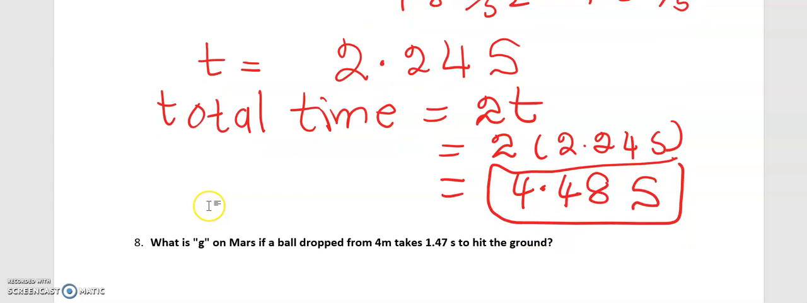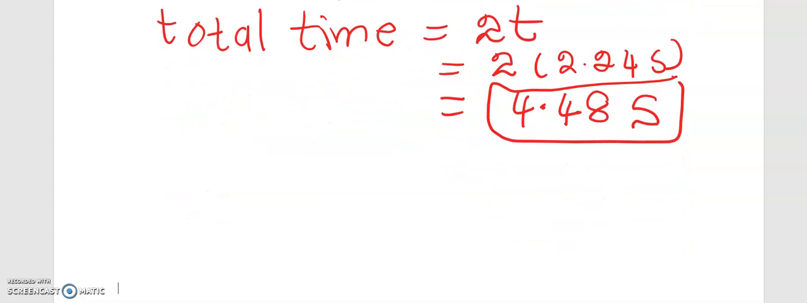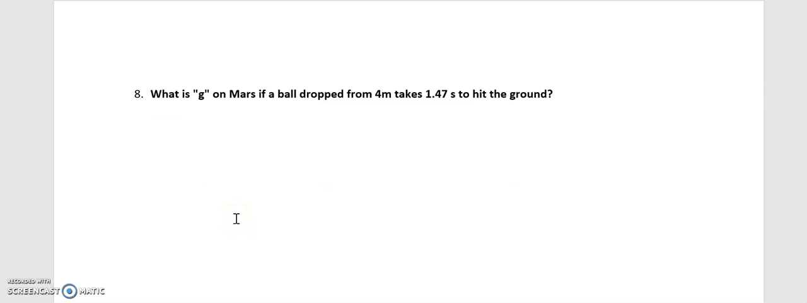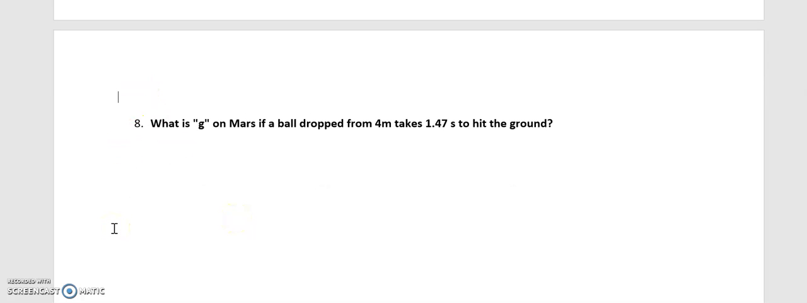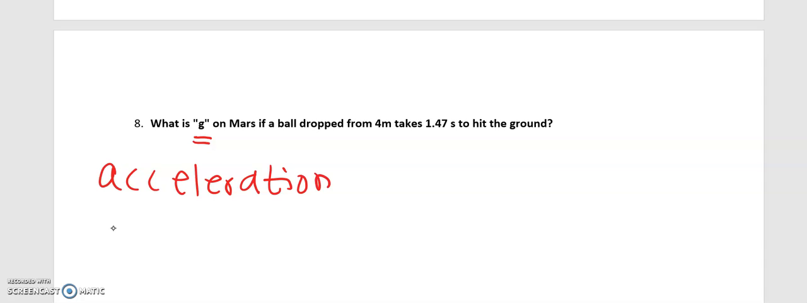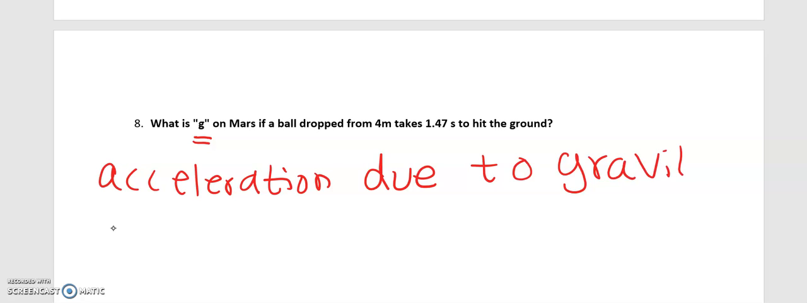Alrighty. Okay, so now let's do the last question, number 8. What is G on Mars if a ball dropped from 4 meters takes 1.47 seconds to hit the ground? If you're wondering what this G is, this is the acceleration due to gravity. On Earth, this is negative 9.8.